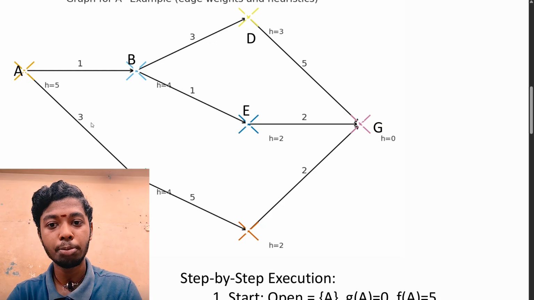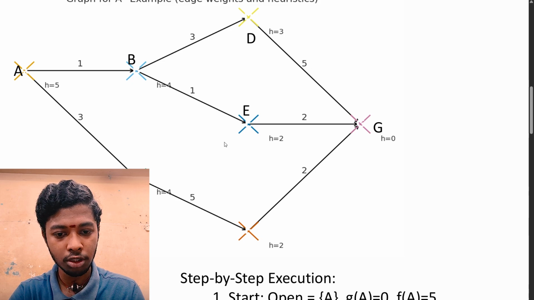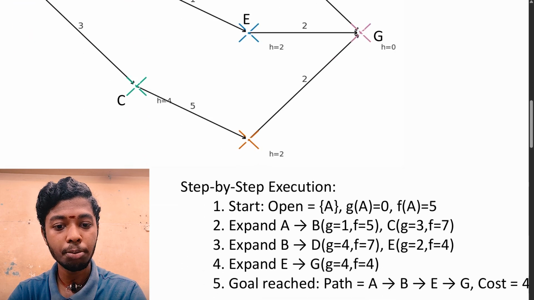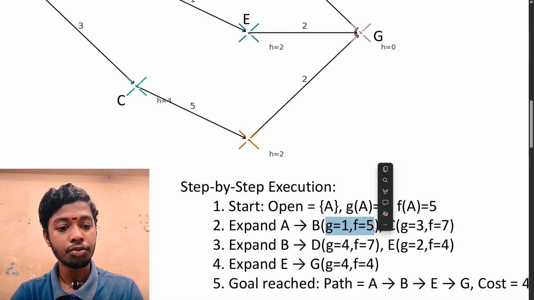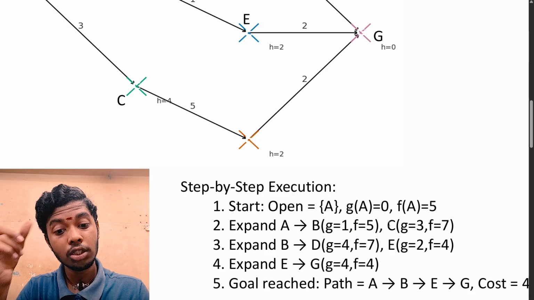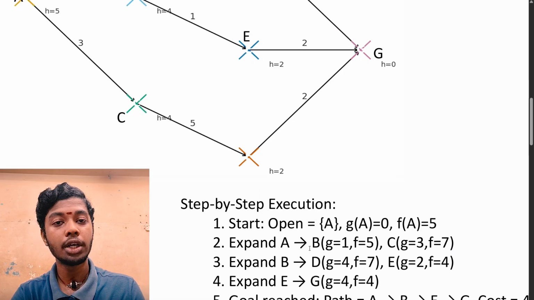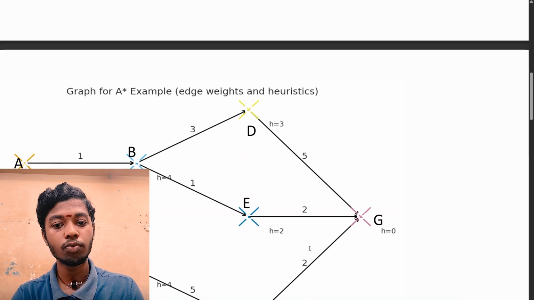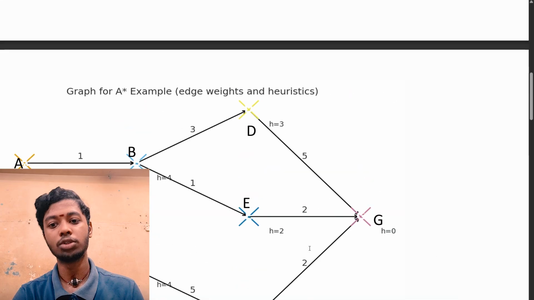Now expanding node B, and the same is mentioned here too. See, f of B is 5 and f of C is 7. Now we have to expand B. While expanding B, we will be getting two nodes, D and E, and we have to apply the same rules.